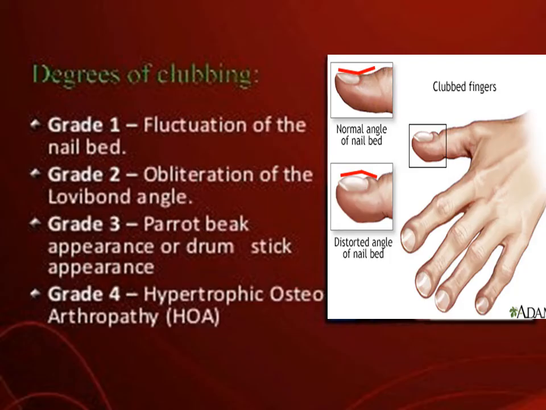But for grade 4, there is hypertrophic osteoarthropathy. So there are little differences in grading this degree of clubbing. Grade 1, fluctuation of the nail bed. Grade 2, obliteration of the Lovibond angle. To me, obliteration of the Lovibond angle is the first grade, and then it is usually consistent with the presence of fluctuation of the nail bed. And then this parrot beak appearance or increase in curvature is grade 3, and then drumstick appearance or hypertrophic osteoarthropathy is the grade 4 of digital clubbing.